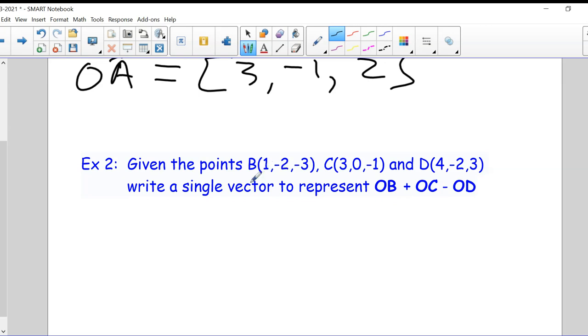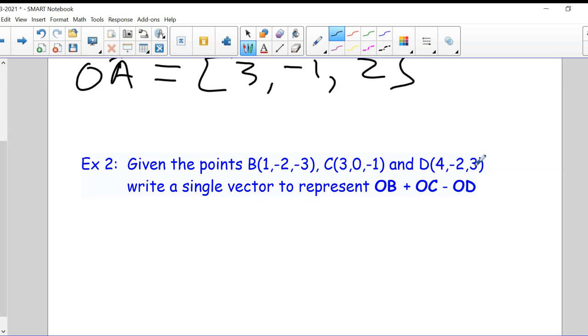And here are the points. B is 1, minus 2, 3. So that's a point. C is 3, 0, minus 1. And D is 4, minus 2, 3. Those are my points. So write a single vector to represent the sum and difference of all of these vectors. If I just gave that to you right now, it's probably easier than you thought it would be. So it's almost an obvious answer.